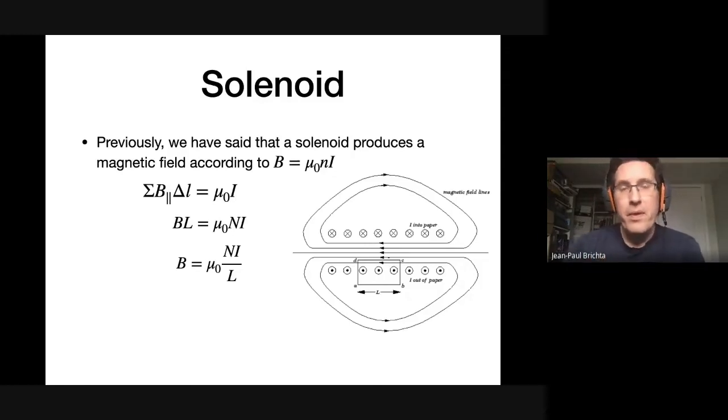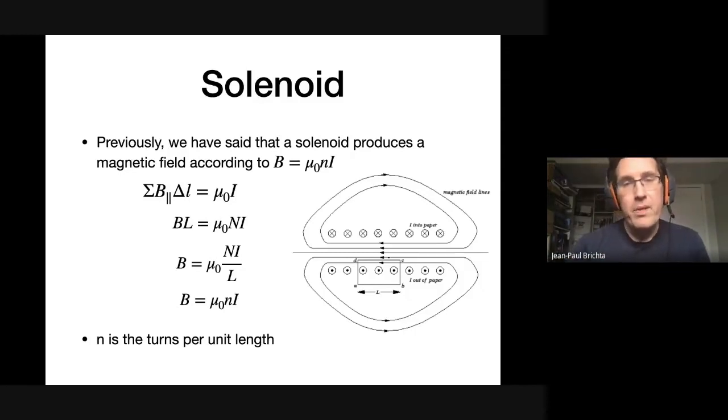So the way that this usually gets reported is that we fold those two together. N divided by L becomes little n, which is the turns or coils per unit length, okay? So in that case, it doesn't matter what the absolute number of coils or the absolute length of the solenoid is. All we care about is the ratio of the two. And that's how we build that one.